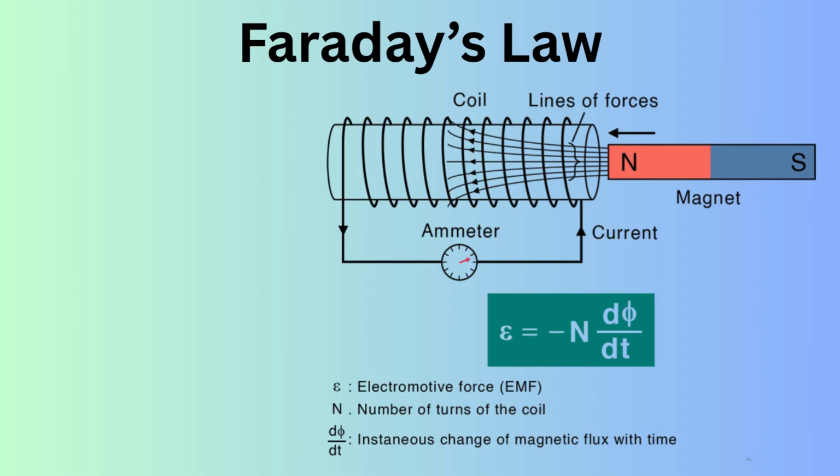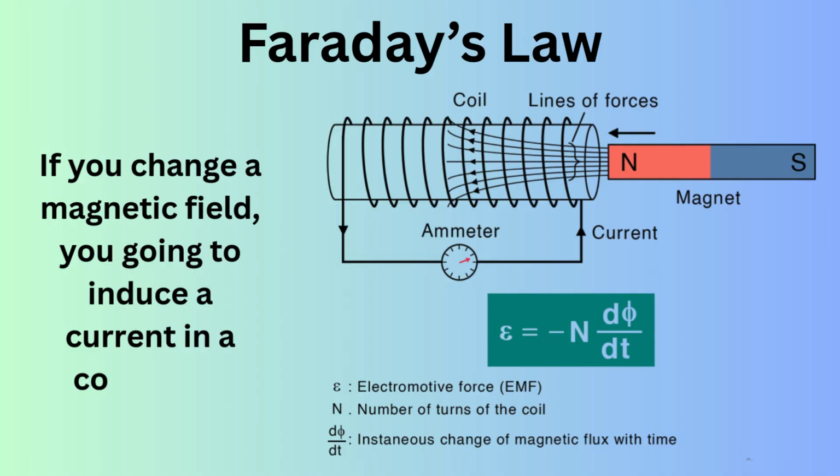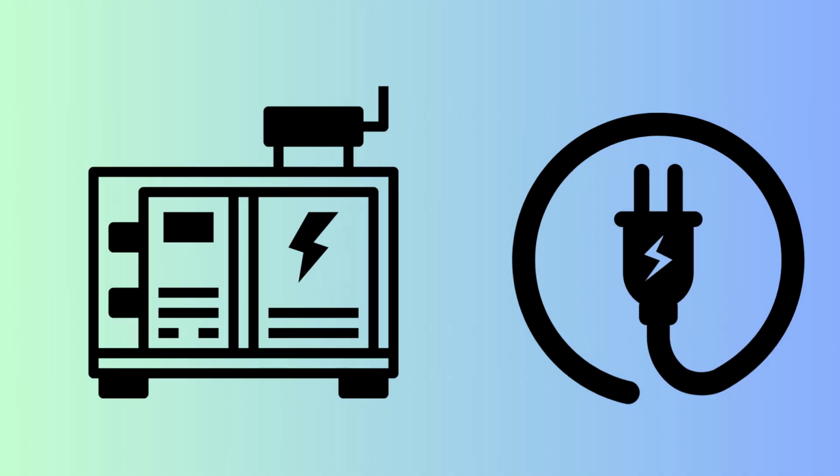Now things get really interesting when we start talking about changing magnetic fields. Because that's where we get to Faraday's law, which is basically saying if you change a magnetic field near a conductor, you're going to induce a current in that conductor. So imagine you have a coil of wire and you move a magnet near it. Suddenly, you have electricity flowing in that wire, just by moving a magnet. It's crazy. So that's how generators work. That's how we make electricity. It's like magic.